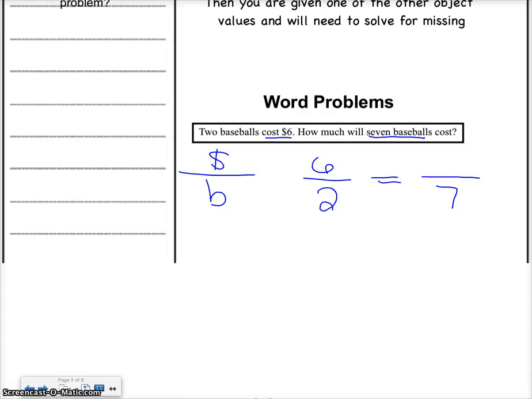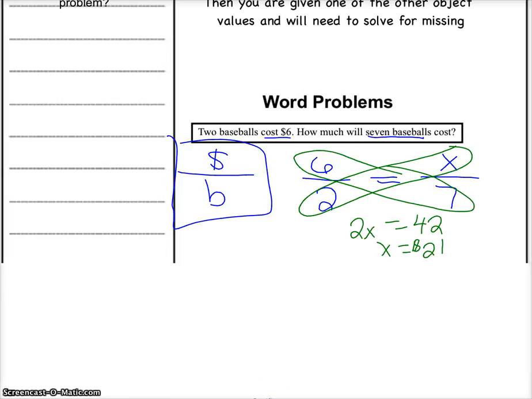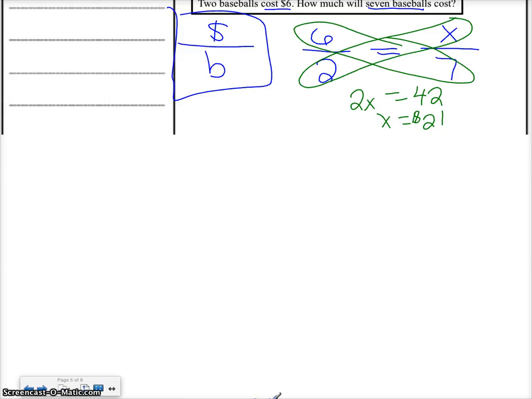All of my students, okay, 95% of my students that write what they're talking about like this, always get it right. Because if you put the 7 on the numerator, it will be wrong. Okay? And then it's a proportion, so I can solve it with a cross product. 2x equals 42. X is 21. You got to know what you're talking about, though. So my context is dollars, $21 for 7 baseballs.